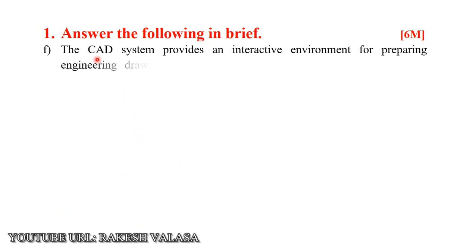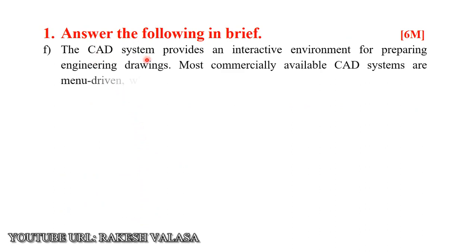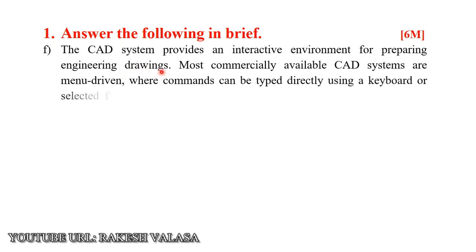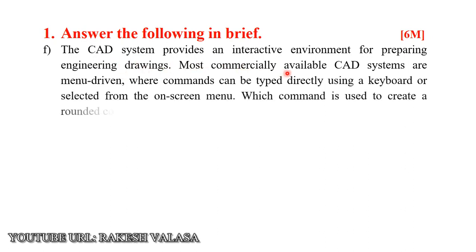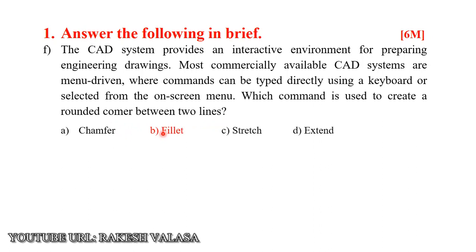The next question is the CAD system provides an interactive environment for preparing engineering drawings. Most commercially available CAD systems are menu driven, where commands can be typed directly using a keyboard or selected from the on-screen menu. Which command is used to create a rounded corner between two lines? The answer is fillet. In AutoCAD software, we can create rounded corners by using fillet tool.